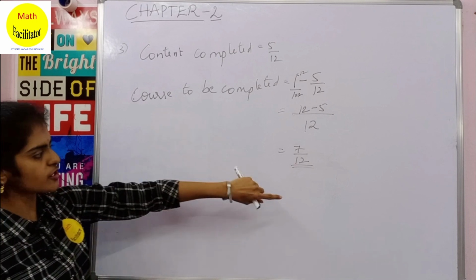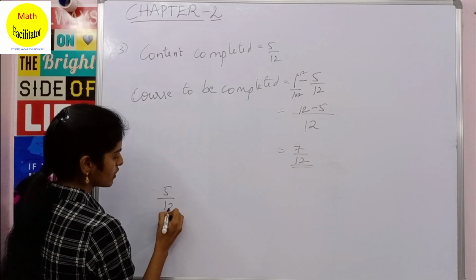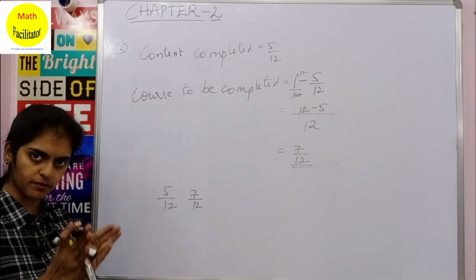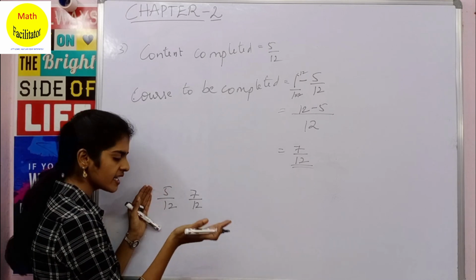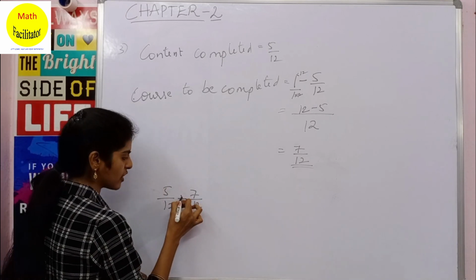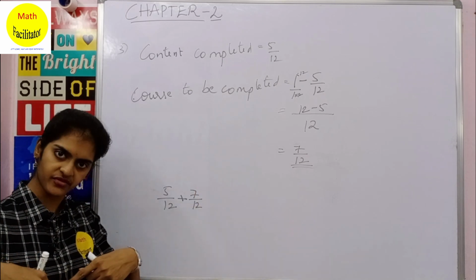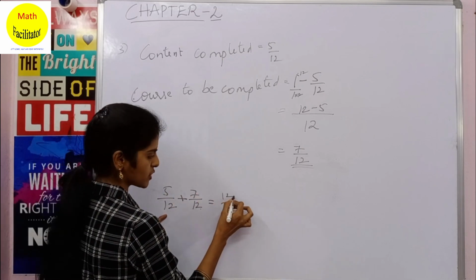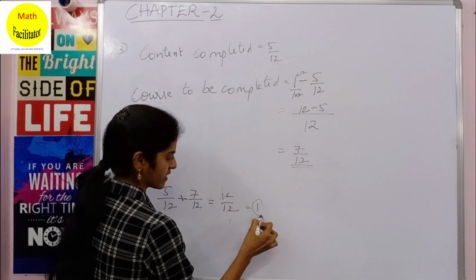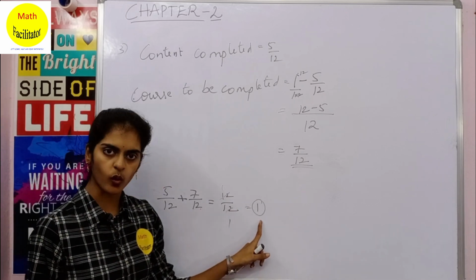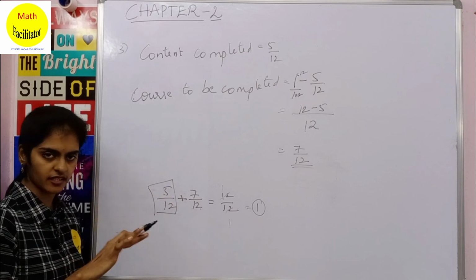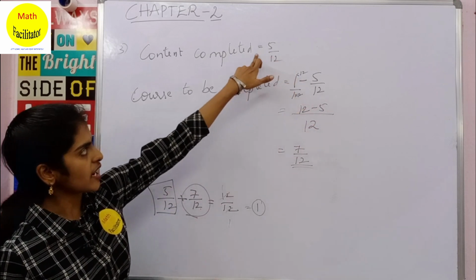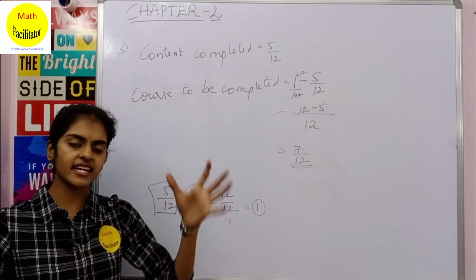Okay. So also you can check. How do you check? You have 5 by 12 part completed and 7 by 12 part is yet to complete. This is what is completed. This is what he has to complete. If you add these two parts, you have to get the total course. So it is nothing but 12 and 12. They are like fractions, so you can simply add 7 plus 5 is 12, 12 ones are 12, so it is 1. Did you get it? So this is the complete course, out of which 5 by 12 he has completed and 7 by 12 he has to complete. So how did you get it? You have subtracted 5 by 12 from 1, considering the entire course as one part.